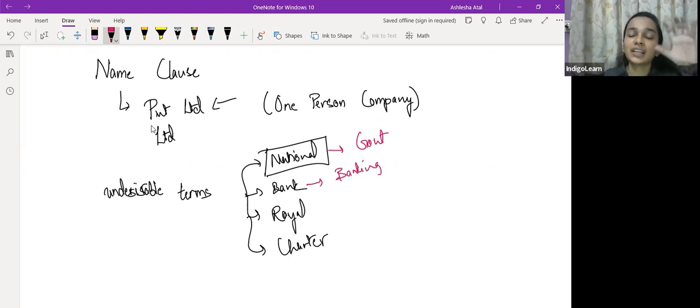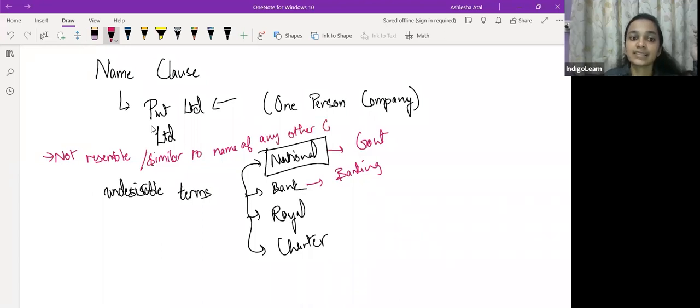So the name of company, सबसे पहले तो it should not resemble the name of any other company which is already in existence. मतलब it should not be same, it should not be similar. Second thing क्या होता है? The name of the company should not contain any undesirable terms or terms which give a different meaning.